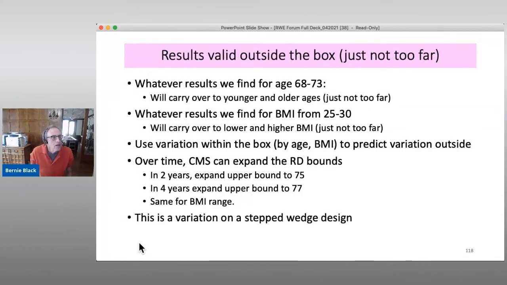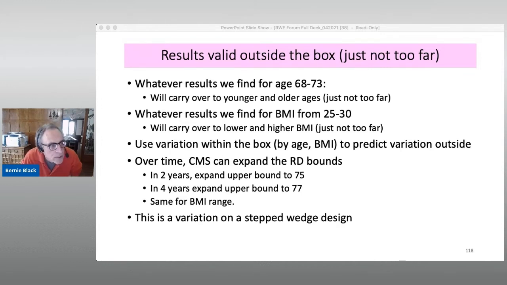Results will be valid outside the box, just not too far. Whatever results we find for age 68 to 73 will carry over to younger and older, just not too far. To 74, 75, 76, yes. To 89, no. Whatever results we find for BMI from 25 to 30 will carry over to lower and higher BMI, just not too far. To 31, 32, 33, yes. To 45, no. You can use variation within the box by age and BMI to predict what variation you expect outside and then see if you get it.